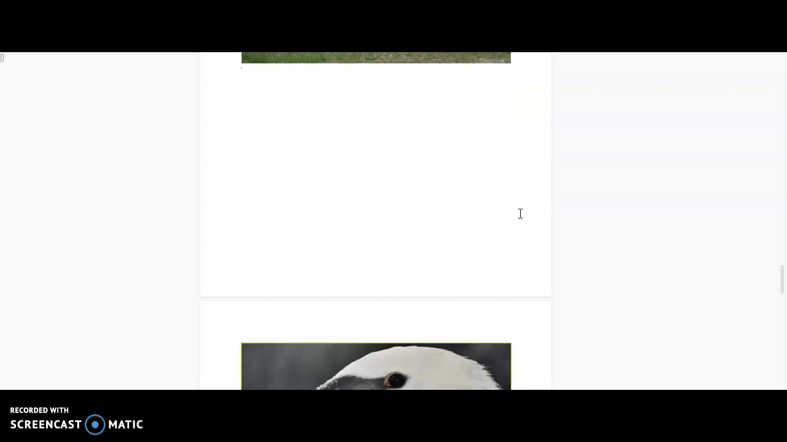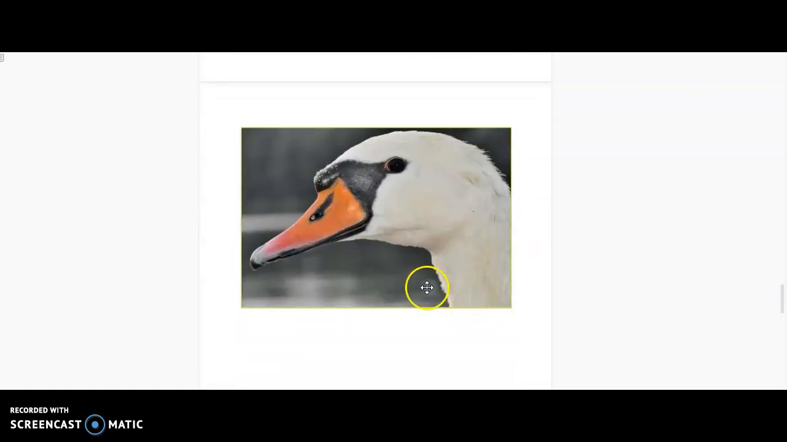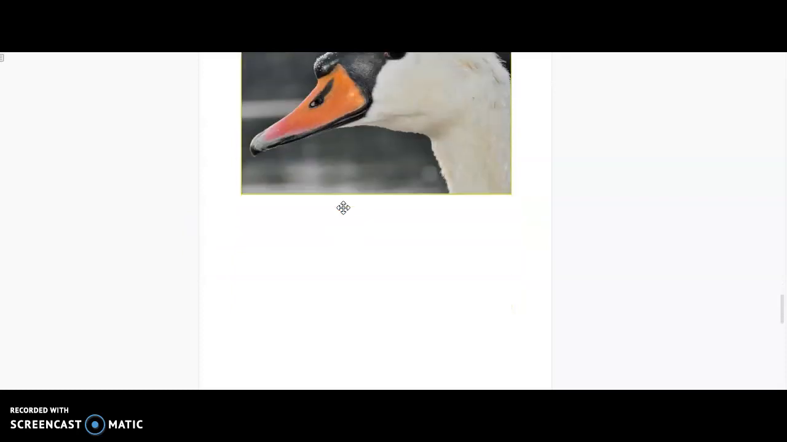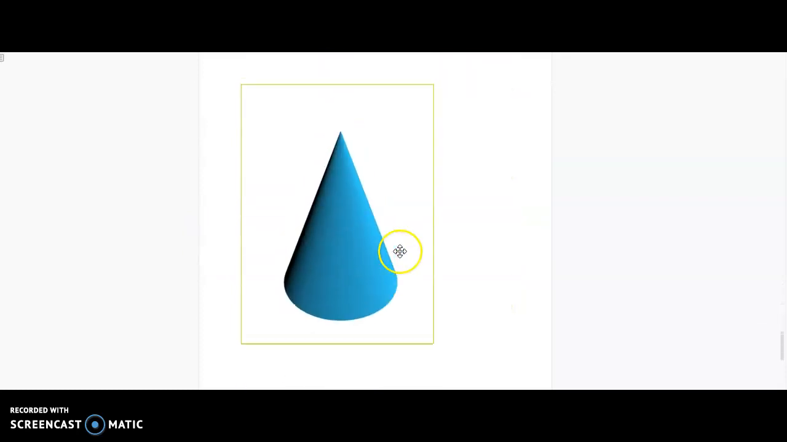Okay, let's do some extra practice now, okay? This right here is a beak. What's the middle sound in the word beak? Yes, that E sound. Beak. Good job.